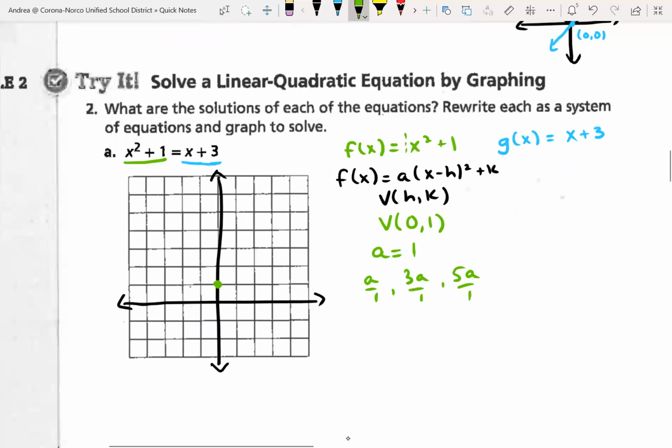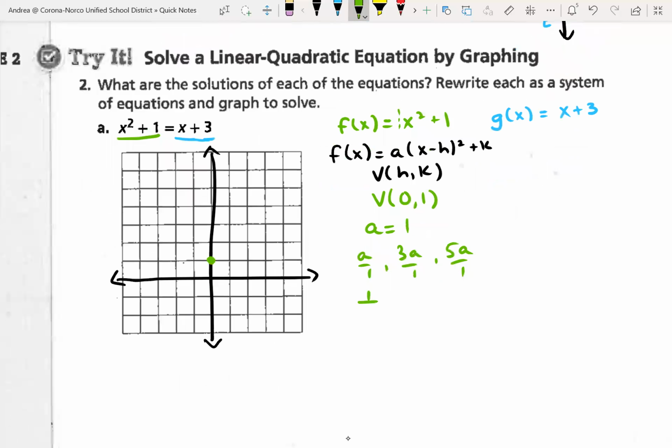So it's 1 over 1, then 3 times 1 over 1, then 5 times 1 over 1. We want to make sure we graph very accurately. When you're solving systems by graphing, you need to make it very accurate. So go up 1 over 1, up 1 over 1, up 1, 2, 3 and over 1, 1, 2, 3 and over 1. Okay, and try your darndest to make this nice and pretty.